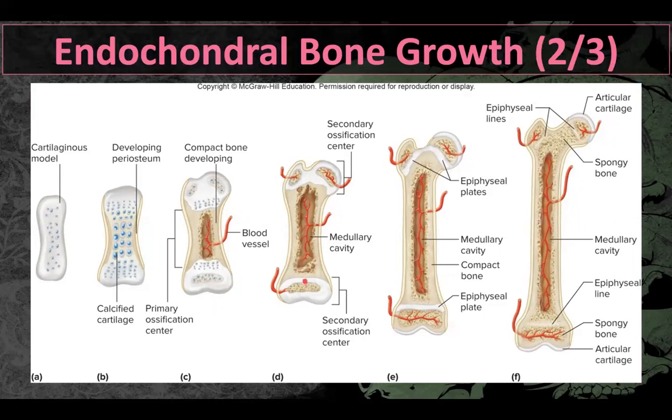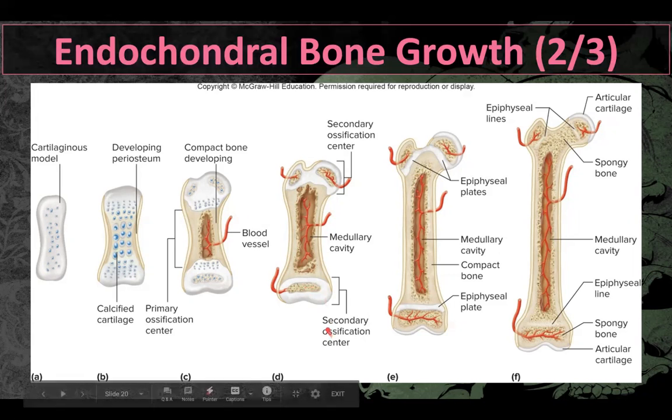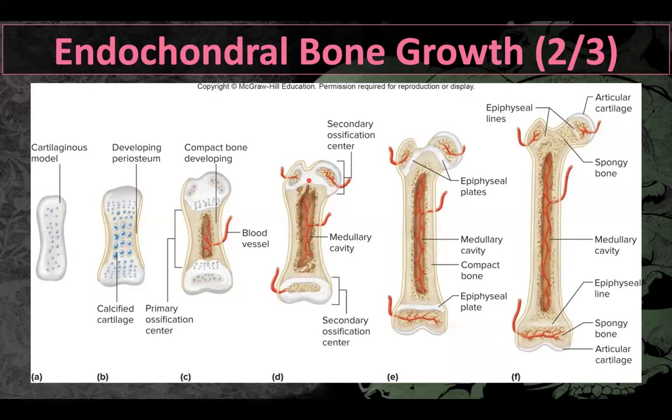Then over here, we have our ossification centers, and these are just the regions where the bone tissue is forming. In the secondary ossification center, we have the spongy bone forming in the epiphyses. And then here, we have the primary ossification center within the diaphysis, where compact bone is replacing the cartilage that is forming at the epiphyseal plate.